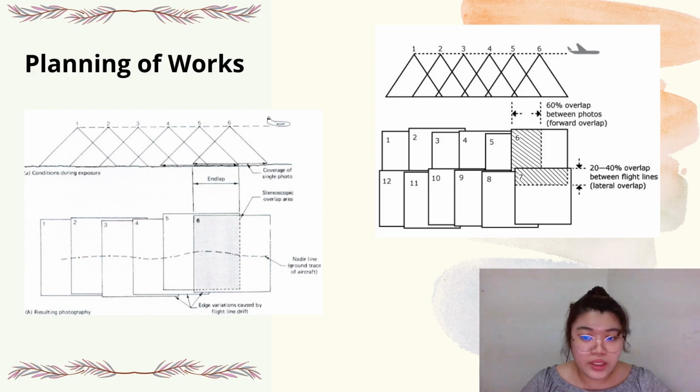In the pictures, we can see that the flight is flying at the same height. It will also follow the nadir line. And when it is taking the images, we need to make sure that it has 60% overlap between photos and 20 to 40% overlap between flight lines.